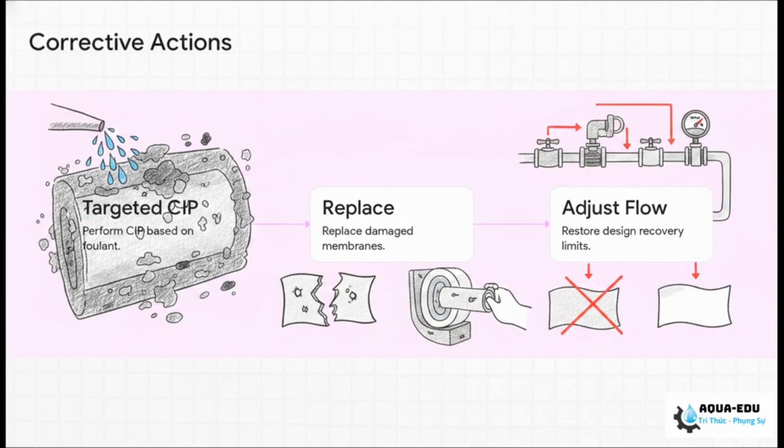The final corrective actions are pretty decisive. Step 1, run that targeted chemical wash based on the specific foulant you've identified. Step 2, for membranes completely compromised by physical tears or chlorine oxidation, look, there's no magic chemical cure. You just have to replace them. And step 3, recalibrate your system valves and pumps to bring that recovery flow back within the original design limits. Pushing for too much product water is only going to accelerate your next failure.